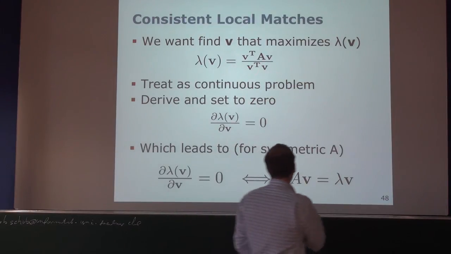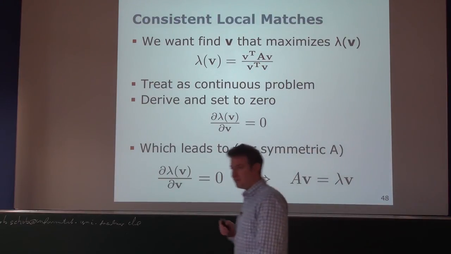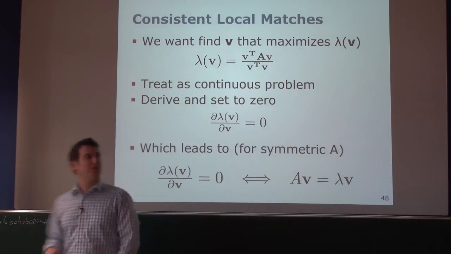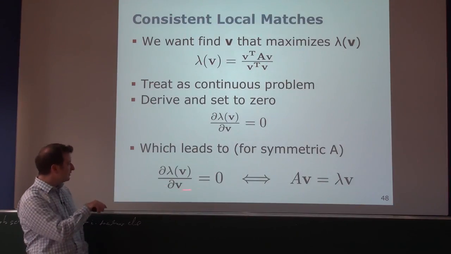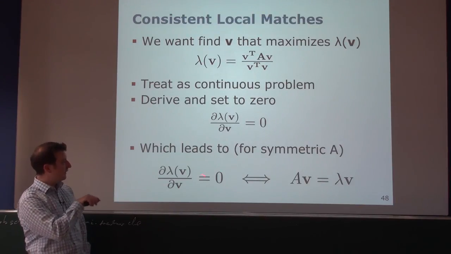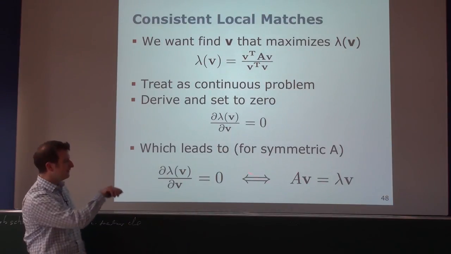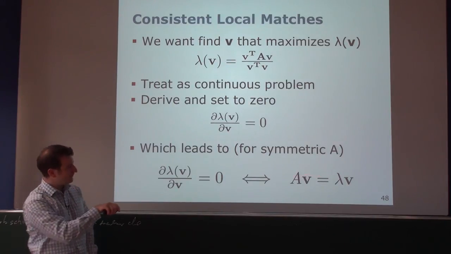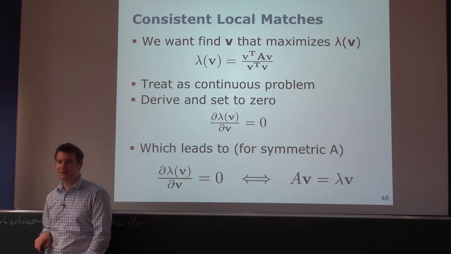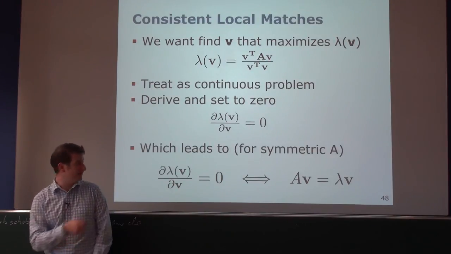Okay, how do I maximize this function? I compute the first derivative and set it to 0. I don't want to go into the details of how the derivative is obtained, but it turns out solving this equation is equivalent to solving this equation over here. Look at this equation for symmetric matrices A. Does this formula look familiar to you? It's the eigenvalue problem, exactly.